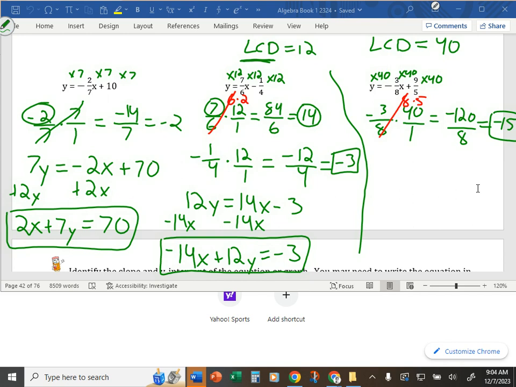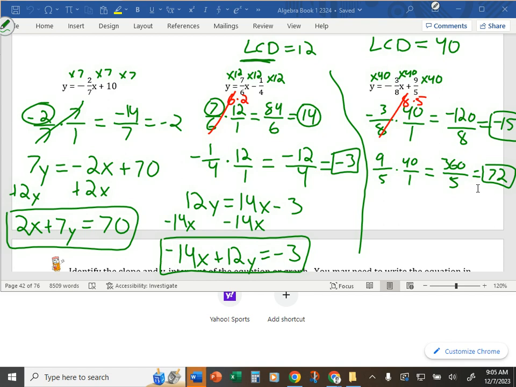Then we go to 9/5 times 40. 9 times 40 is 360. Oh my. 5 times 1 is 5. What's 360 divided by 5? 72. I heard someone say they're lost. Who is lost? No, I said a lot. Oh, a lot. Yes, it is.